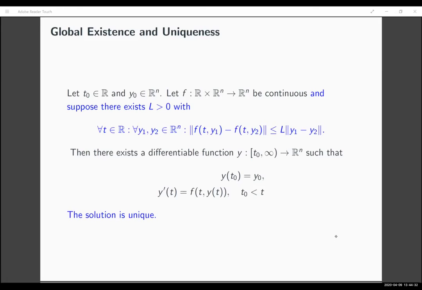If that condition is met, then there exists a differentiable function y, which is defined from t0 up to infinity, which maps into R^n, and which solves the initial value problem where y(t0) is equal to y0, and y'(t) is equal to f(t, y(t)) for all times t after t0. And that solution is unique.